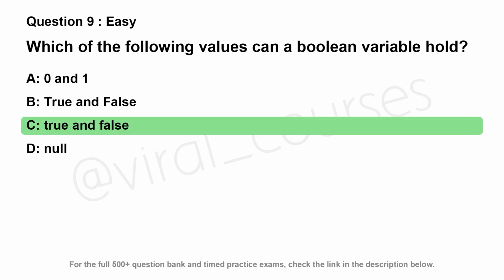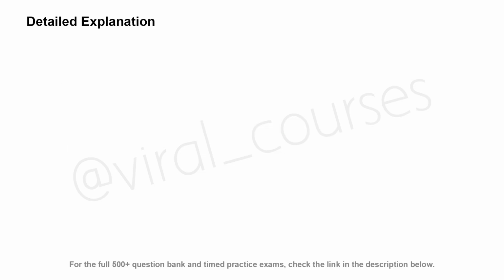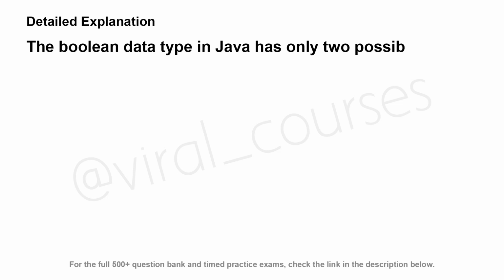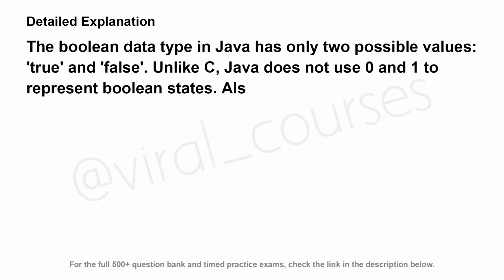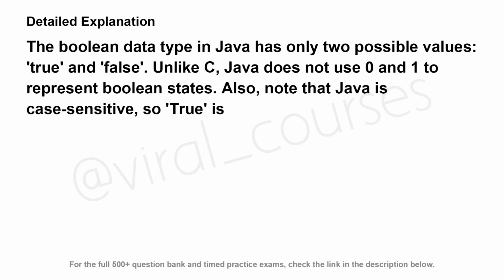The correct answer is C. The boolean data type in Java has only two possible values, true and false. Unlike C, Java does not use 0 and 1 to represent boolean states. Also, note that Java is case sensitive, so true is not the same as True.